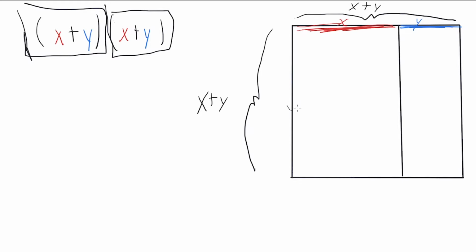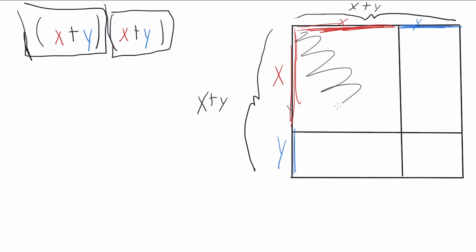Let's do the same thing for this side length right here. Let's draw a line. And let's suppose that this side length is also x, this one is y. Now we have this square separated into 4 different shapes. And we can actually calculate the area of each shape. So let's go ahead and do that.